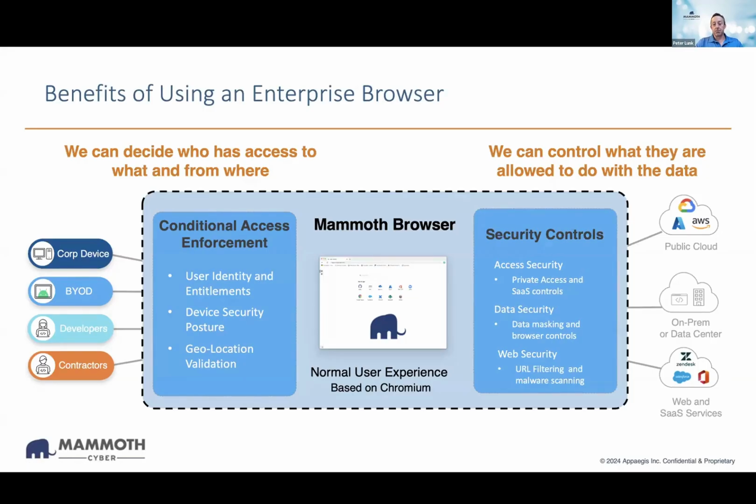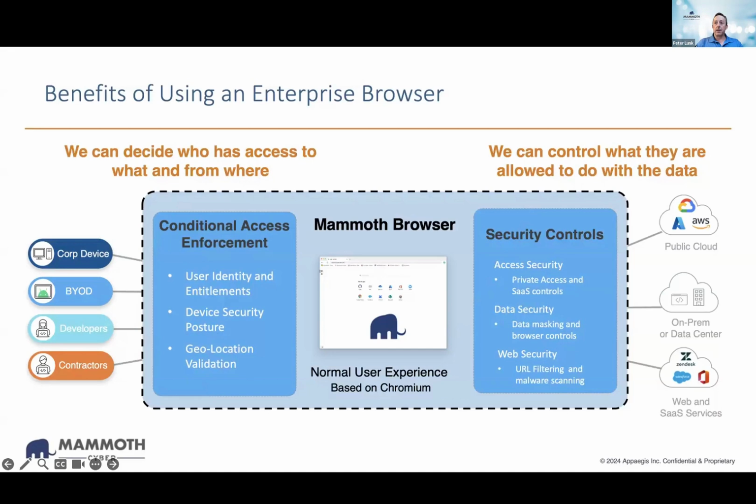And then finally, because it's a browser, it's a natural place to do things like web security, URL filtering, blocking certain categories, and then doing some malware scanning as well. So that's how the browser does its job.